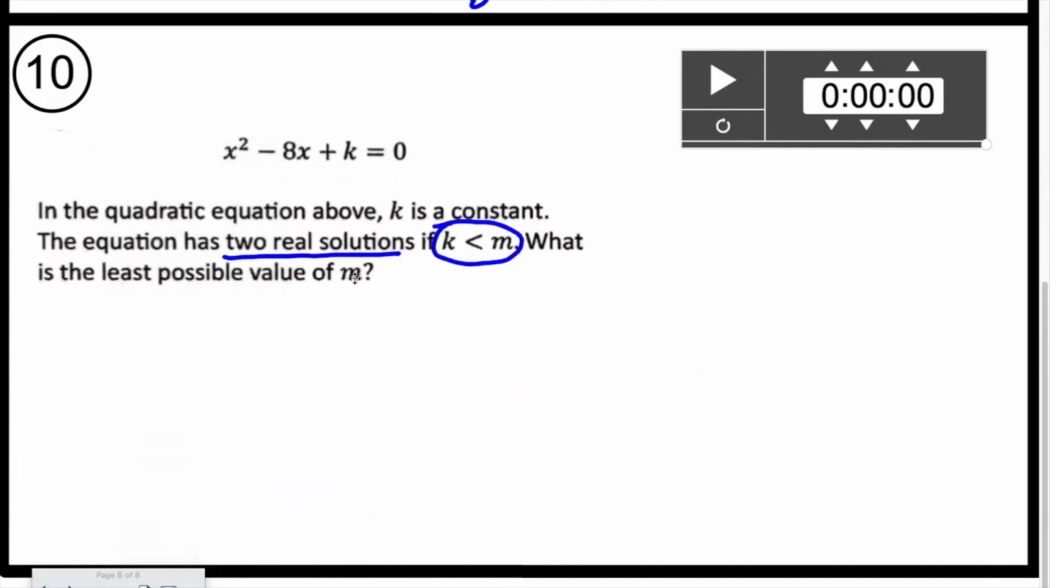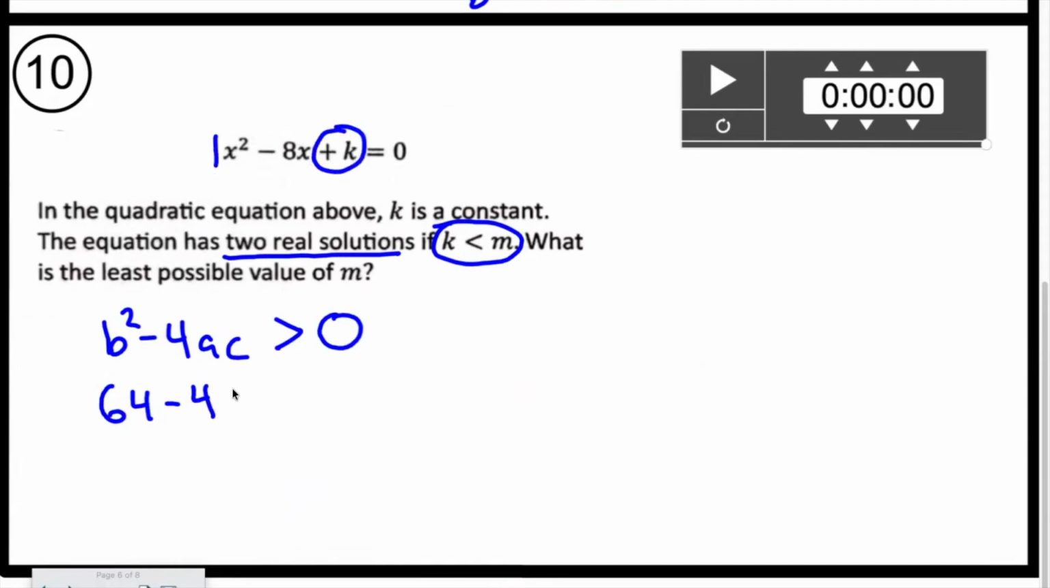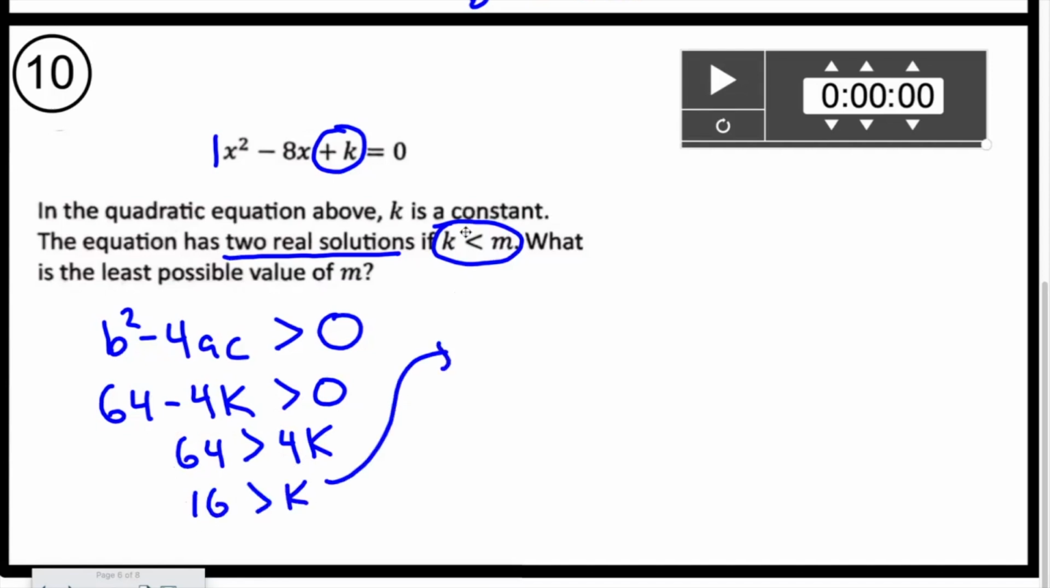So if it has two real solutions, then the discriminant b squared minus 4ac has to be greater than 0. So B here is -8, and -8 squared is 64. Then I have -4. A is 1, and C is K. So I have 64 minus 4K is greater than 0. What I did was I just added 4K to the other side, so I get 64 is greater than 4K. Divide by 4, and I get 16 is greater than K. But I'm going to write that backwards because I want it to match this. So I'm going to write the K first. So K is less than 16.